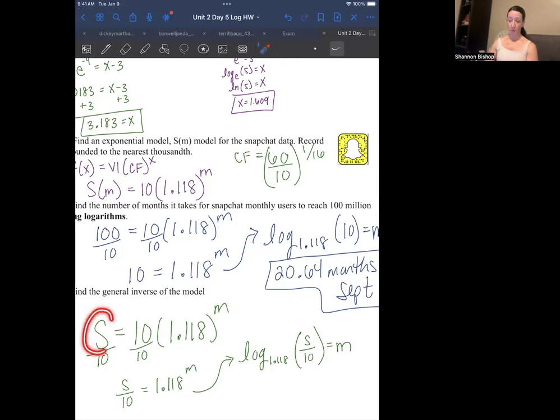Remember how before the output was S? Well, now the input is S. Remember how before the input was M? Well, now M is on the outside. It's the output. So that's it. You've done it. S is now the input. M is now the output. It's on the outside all by itself. You've done everything you can. This is the inverted model.